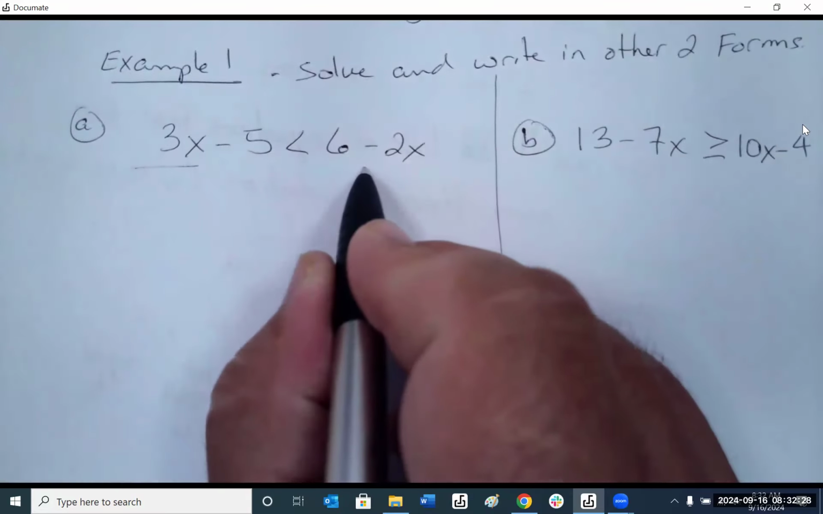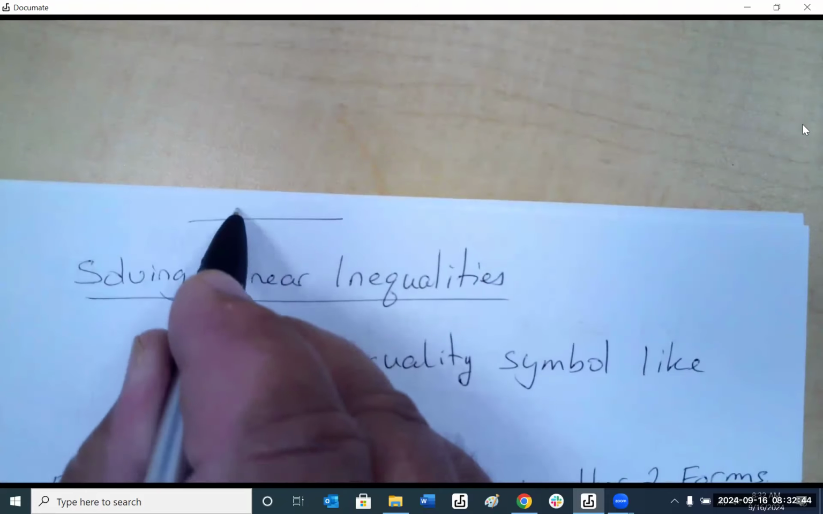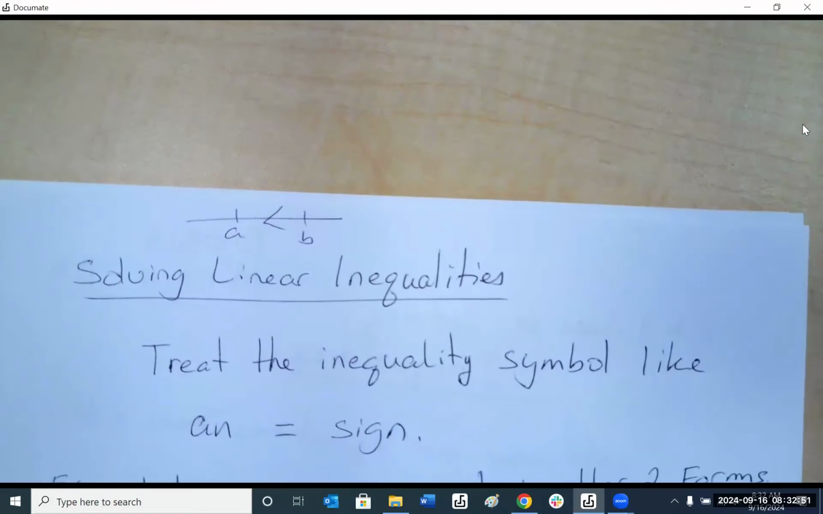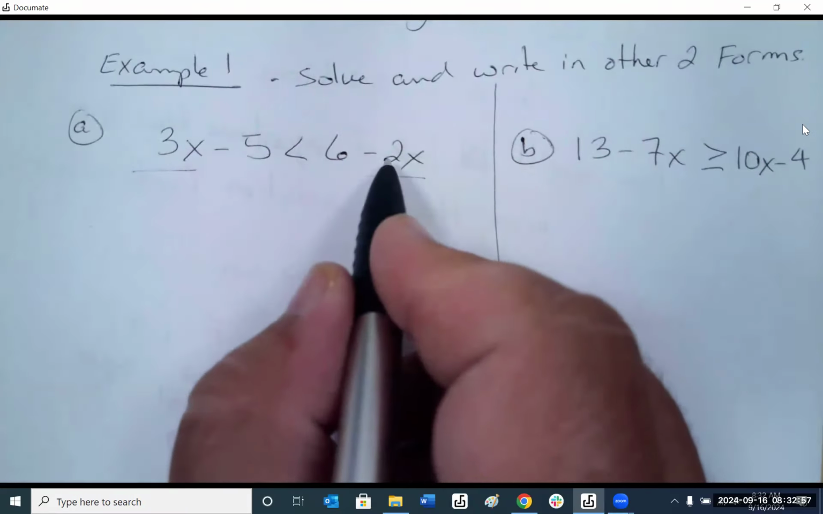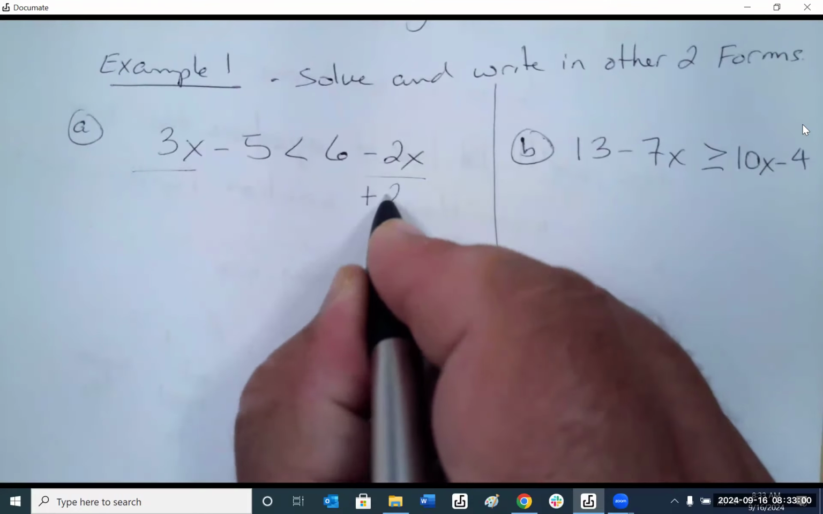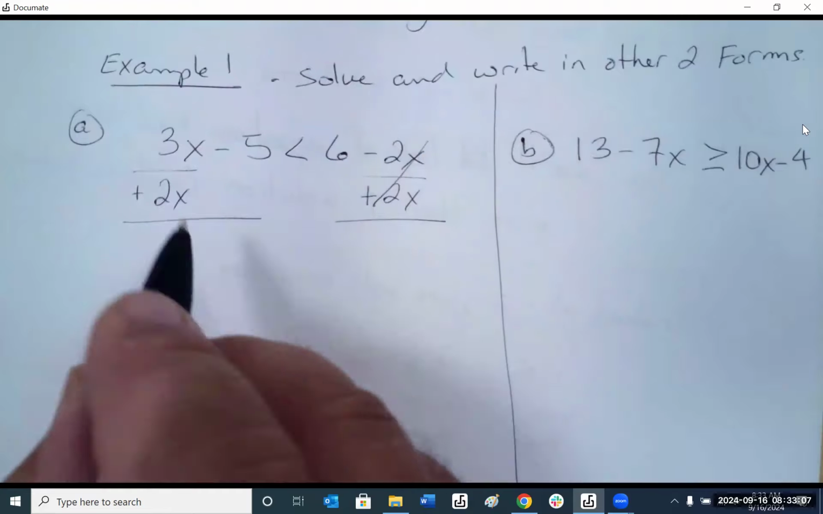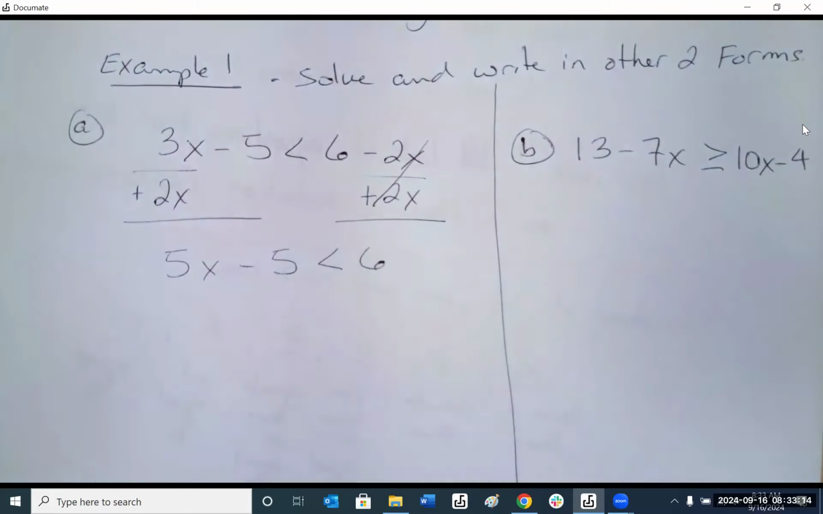So we have two x's. Which one's bigger? 3x. Why? Because it's further to the right than the negative 2x. Using the number line, whatever's to the left is less than whatever's to the right. So since 3 is positive and 2 is negative, we move the negative 2x. How? By adding 2x to both sides. Three plus 2 is 5x minus 5 is less than 6.